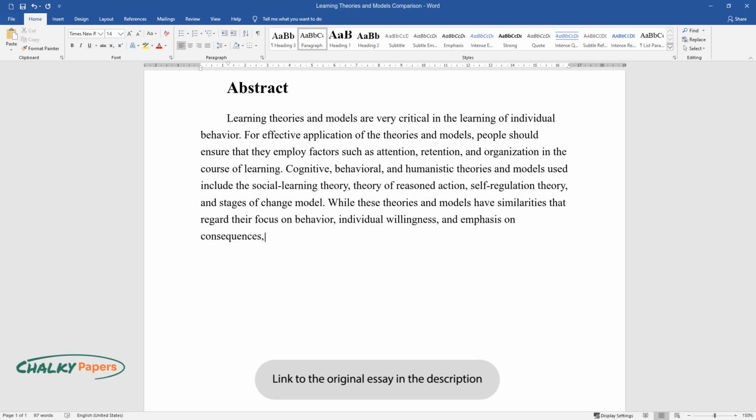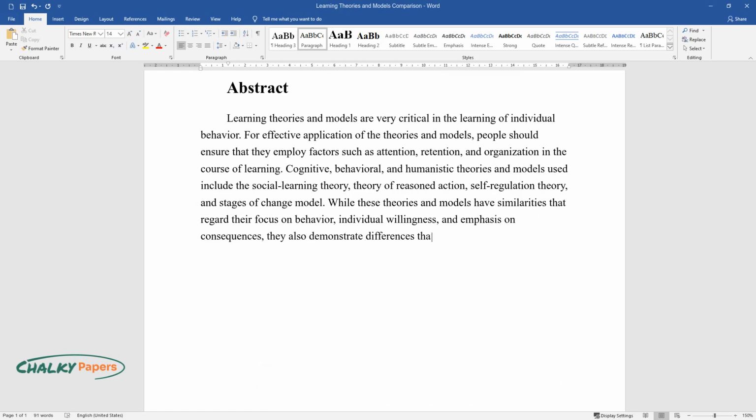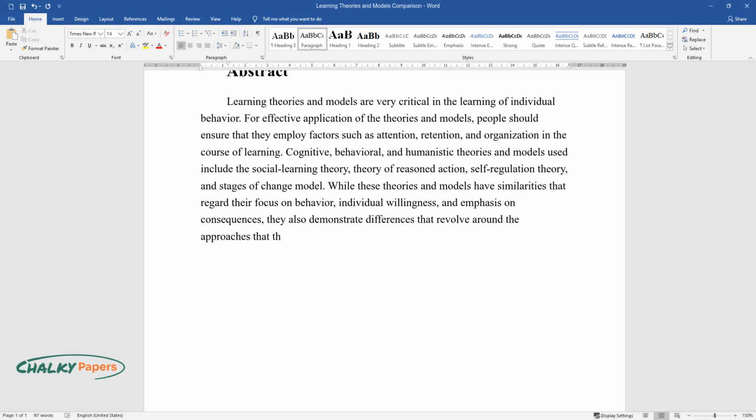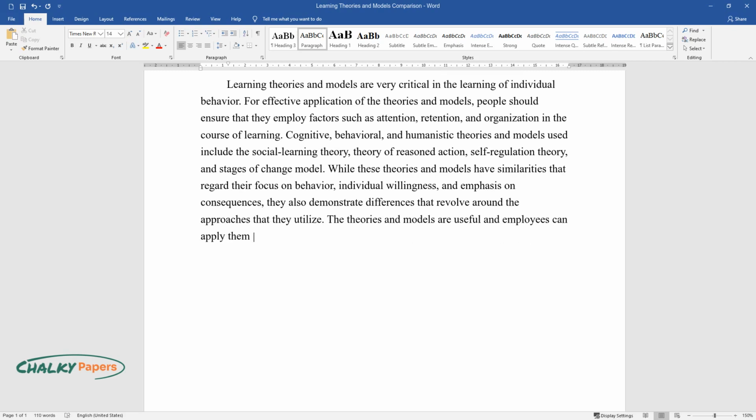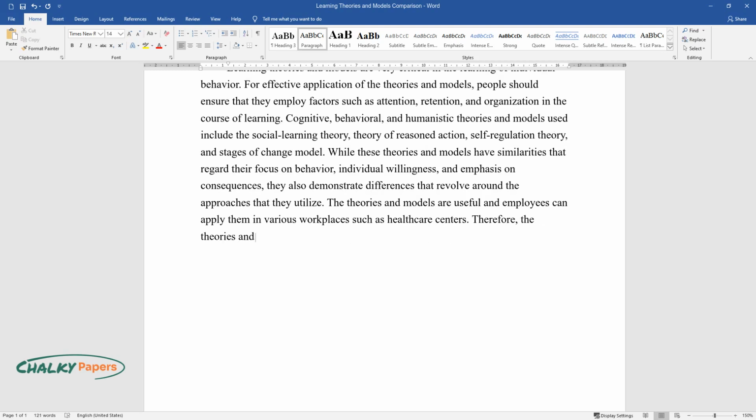emphasis on consequences, they also demonstrate differences that revolve around the approaches that they utilize. The theories and models are useful and employees can apply them in various workplaces such as healthcare centers. Therefore, the theories and models are very useful in learning and behavior change.